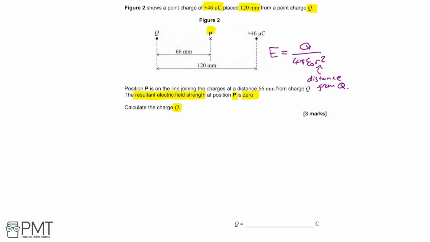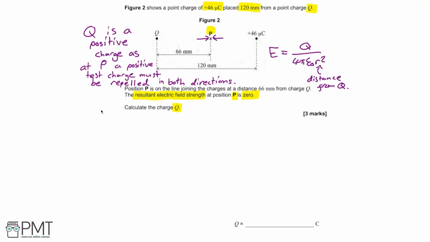Next, we must note that the charge Q must be positive. This is because for there to be a region where the resultant electric field strength is 0, I must have repulsion that would push a charge placed at P away from the charge Q and away from the 46 microcoulomb charge. Therefore, that can only happen if both the charges Q and plus 46 microcoulombs have the same sign, i.e. in this case they'd both be positive.